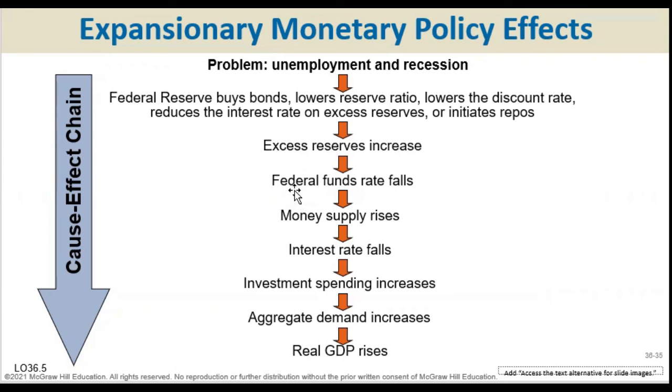The federal funds rate will fall, and the money supply in the economy will rise. The interest rate will fall. Investment spending is going to increase, because people will have the ease to borrow money and invest it. And ultimately, the aggregate demand will increase and GDP will rise.